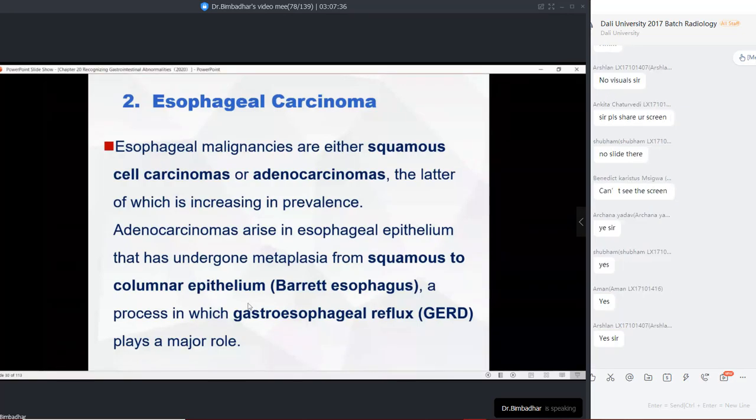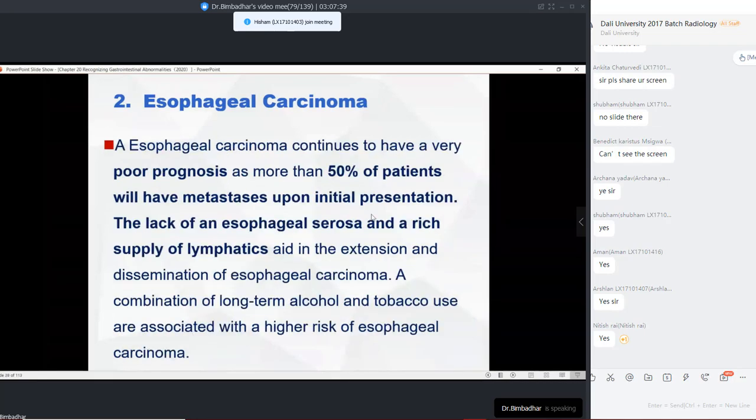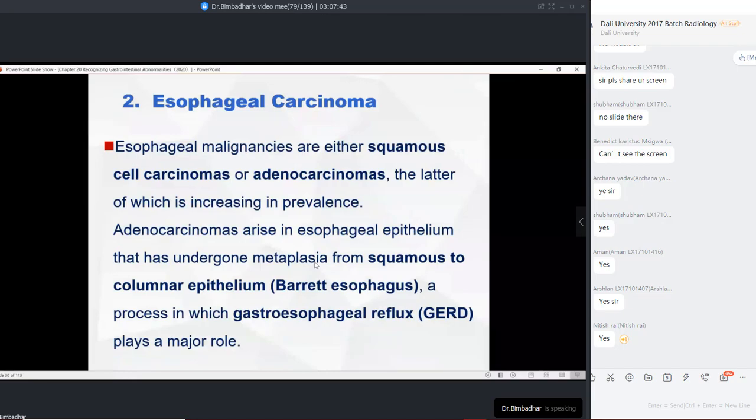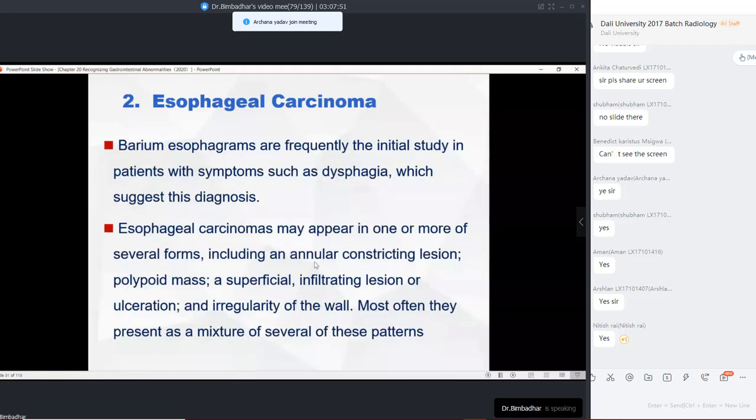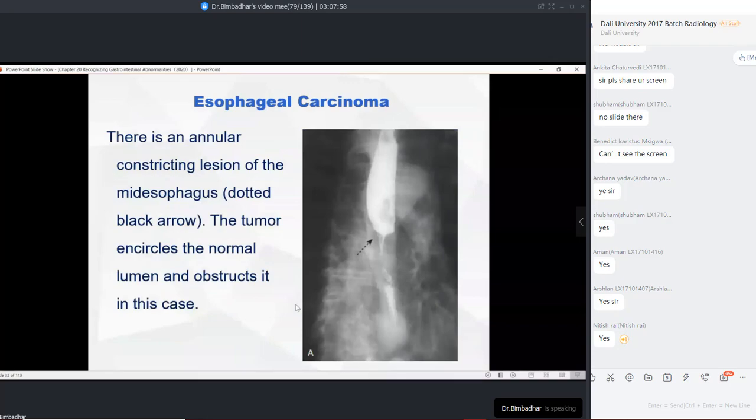Right, okay. See, that's what I have been talking about before. We just talked about the lymphatic supply and the columnar epithelium as a risk factor, and Barrett's esophagus as a risk factor, GERD as a risk factor for esophageal carcinoma. Then we came to know that it is superficial, infiltrating lesion, or ulceration, or irregularity of the wall. Several patterns might be present. Now, you see here in this image, there is a filling defect, and you can also see that there is an annular constriction, a sudden stoppage of the flow of the barium.